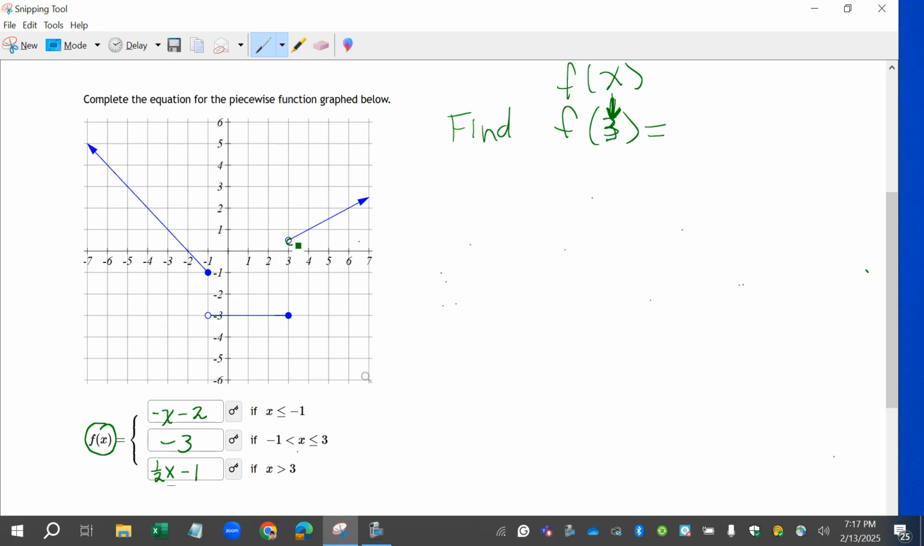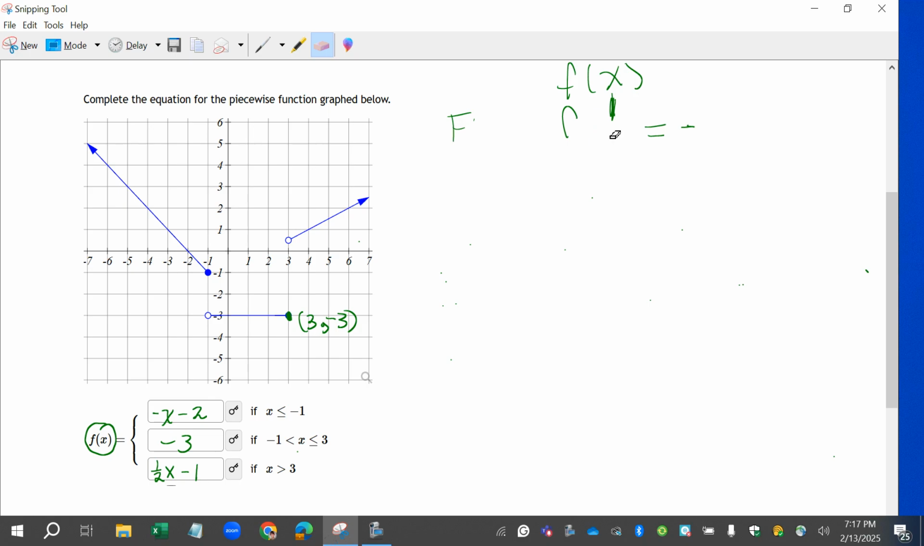Should I be here? No, because it's an open circle, so the function is actually not existing right there. But down below, where there's a closed dot, that is a point that exists, right? So right there, the coordinates are 3 for x, comma, -3 for y. So then my answer would be -3, okay? Because remember, f of x is another way of saying y.